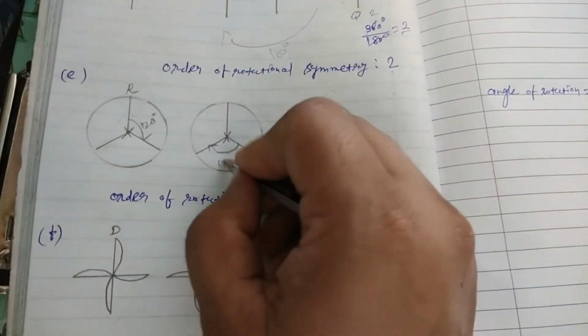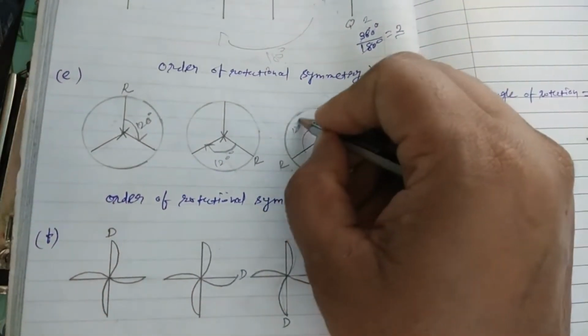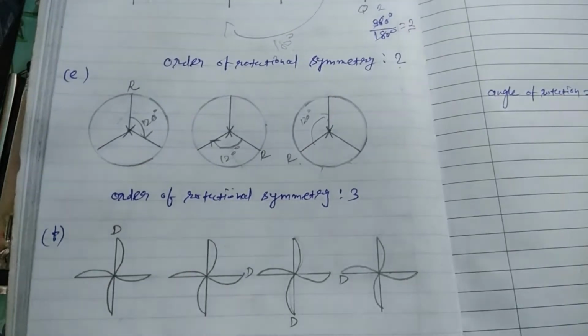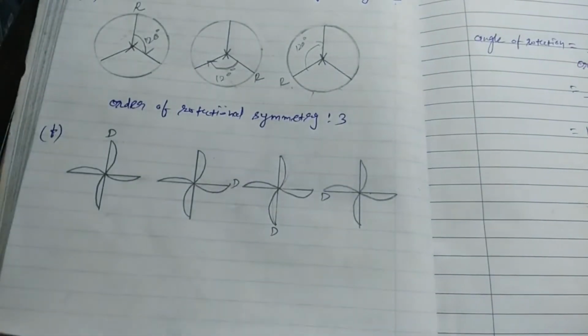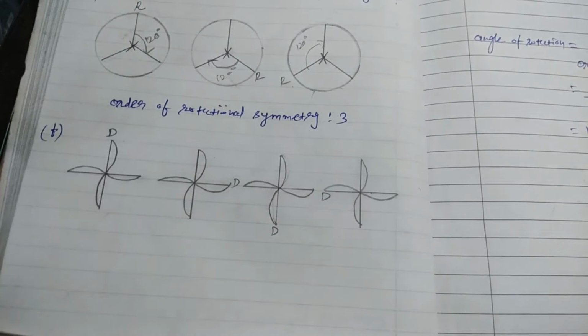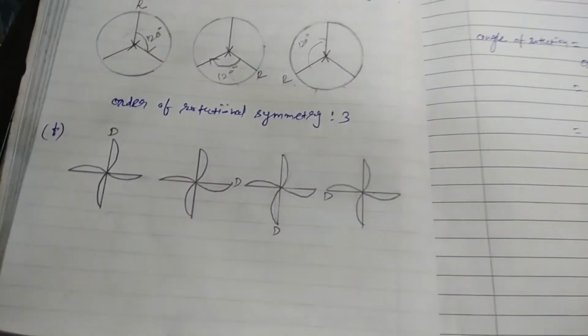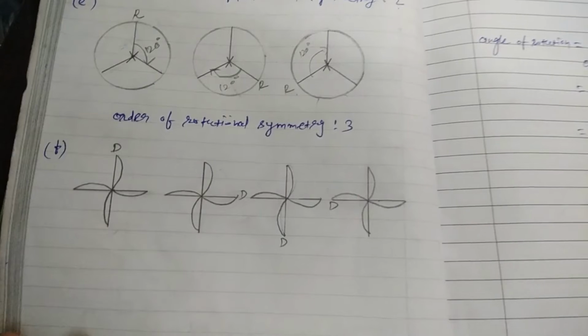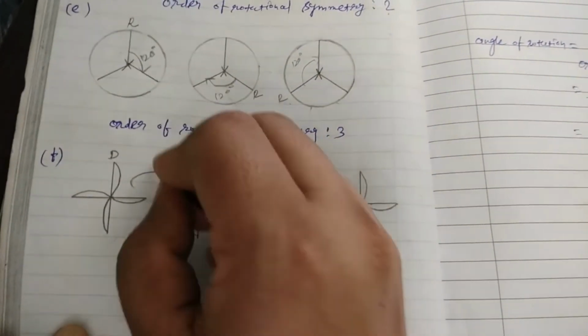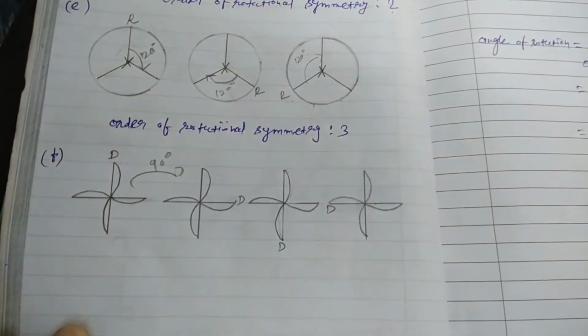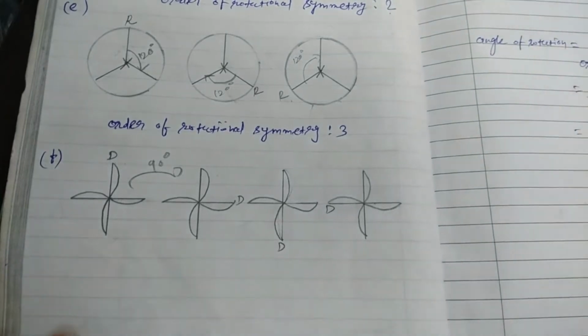120 plus 120 plus 120, that is a full turn, that is 360. Next, F. This shape we have already done. It is the shape of a paper windmill, and already we have done that. What is the angle of rotation? That is 90, and the order of rotational symmetry is 4.